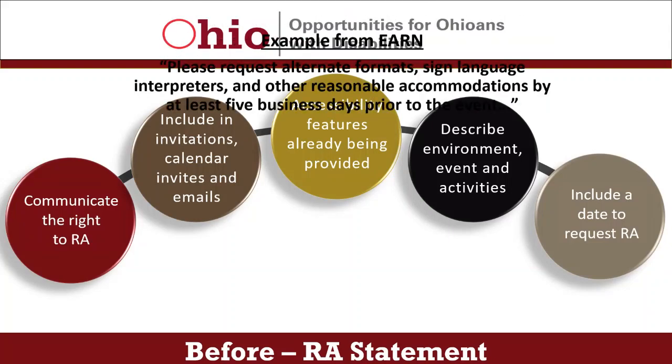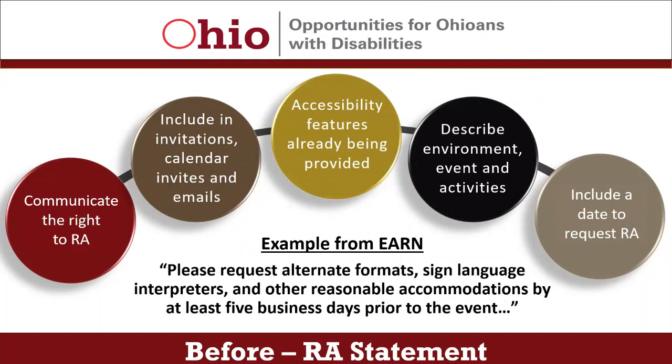An example of a reasonable accommodation statement for an event or meeting from the Employer Assistance and Resource Network on Disability Inclusion, which is known as EARN, says, please request alternate formats, sign language interpreters, and other reasonable accommodations by at least 5 business days prior to the event.